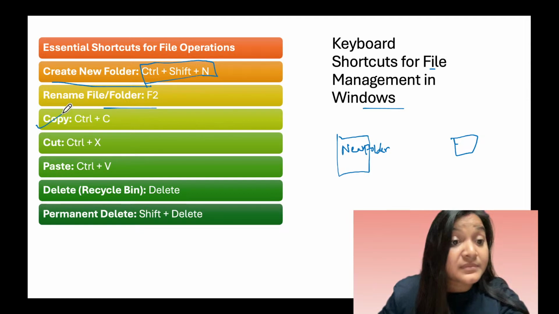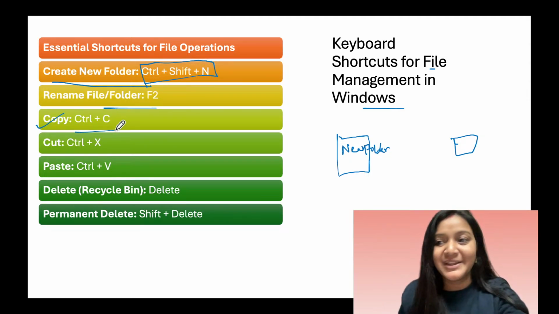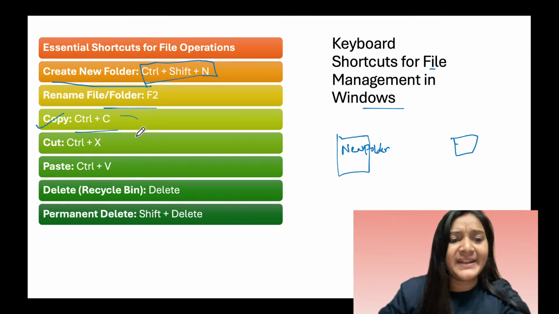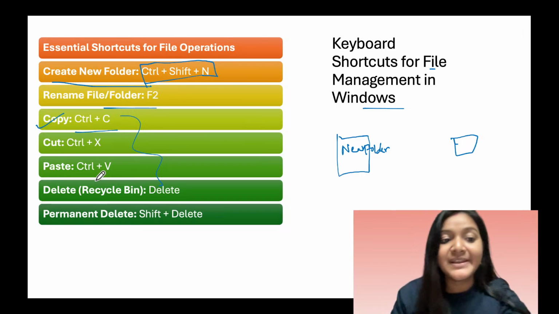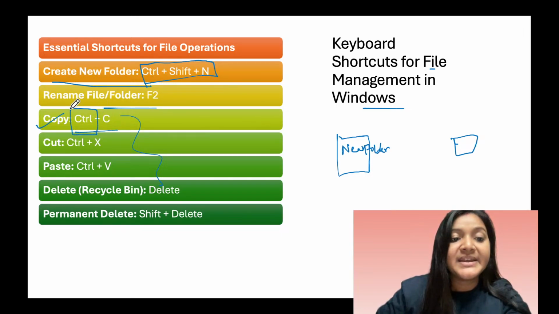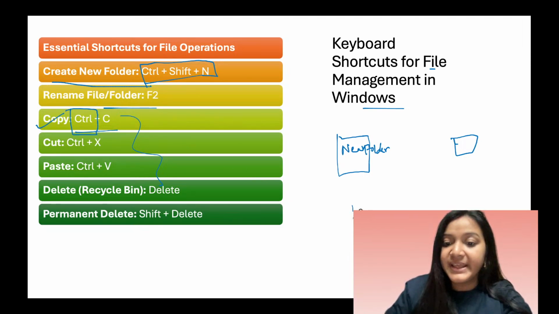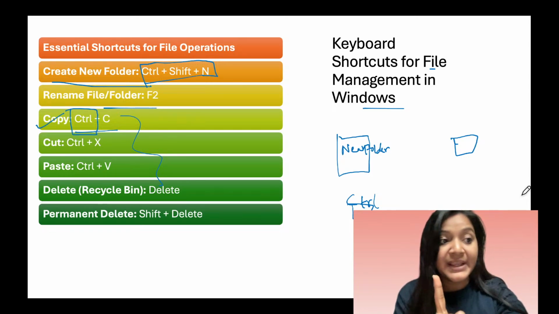The second one is copy. We all know this is very simple. You go and ask kids, they also know. Control C, Control X, very simple things, but still remember them. CTRL plus C. CTRL stands for control, but it's written on your key as CTRL only.